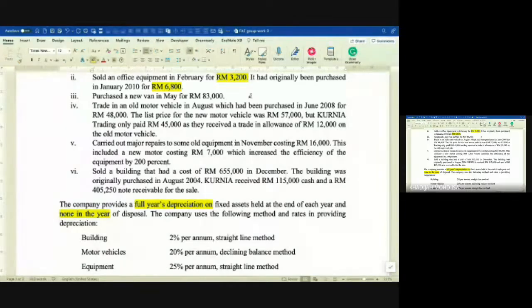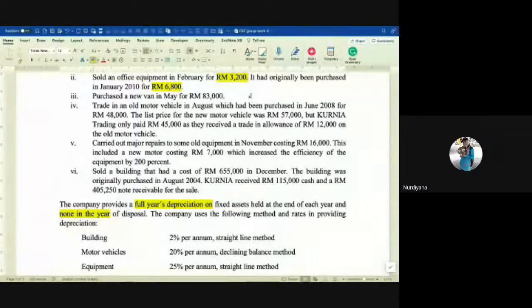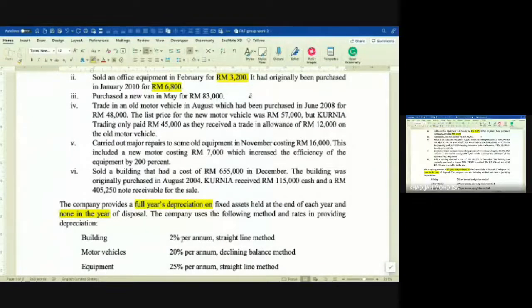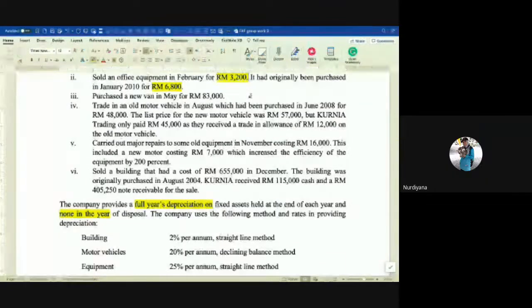So what is the accumulated depreciation now? Divide or times? Times. Times by 4 years. Yes, times by 4 years.